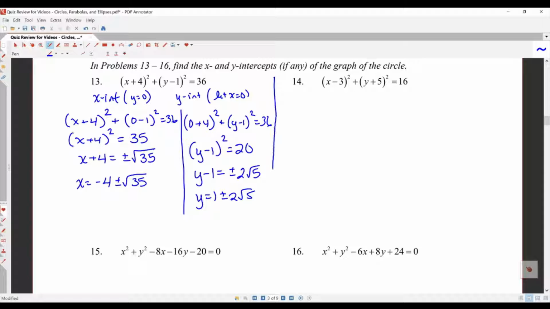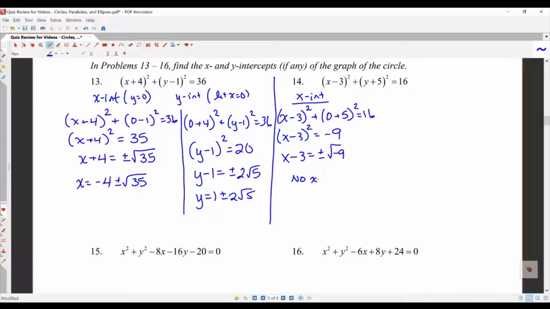Same thing on number 14. So let's just work through that one, x-intercept. So I get (x − 3)² + (0 + 5)² = 16. 0 plus 5 is 5. Squared is 25. If I take 25 away from both sides, I get negative 9 on the right-hand side, and we cannot take the square root. So x minus 3 would be the plus minus square root of negative 9, but there is none. So we have no x-intercept.